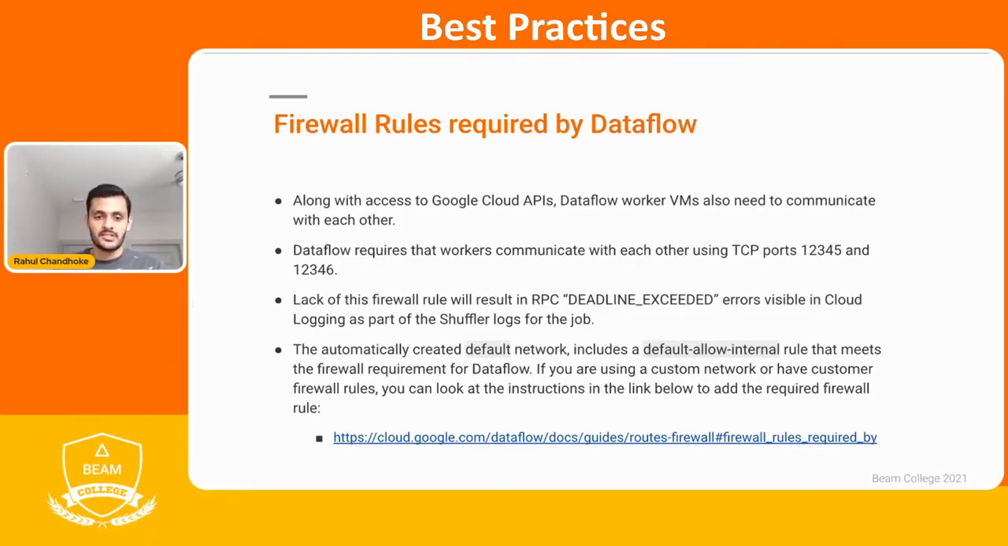But if you do decide to use a custom network or are modifying the network and firewall rules of that default network, then it is important to keep in mind that you do have this required firewall rule, right? The link shown here in the slide should take you directly to a simple gcloud command that you can run to ensure or create this firewall rule in your network. So that's one of the final important points when it comes to the networking side of Dataflow to keep in mind.